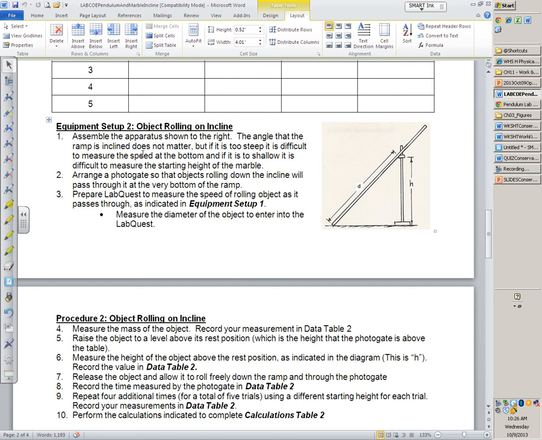LabQuest photo gates are in the back cabinet. Balances, you're going to need the balance because you need to mass the golf ball. There's one out, but I'll get a couple more out. Okay? Pendulums, some of the stands are still set up. If you need a stand, there's more back in the corner over there. Strings are back in the drawer. Pendulum bobs and stuff are on the window over there. Meter sticks are on the window ledge. Go.